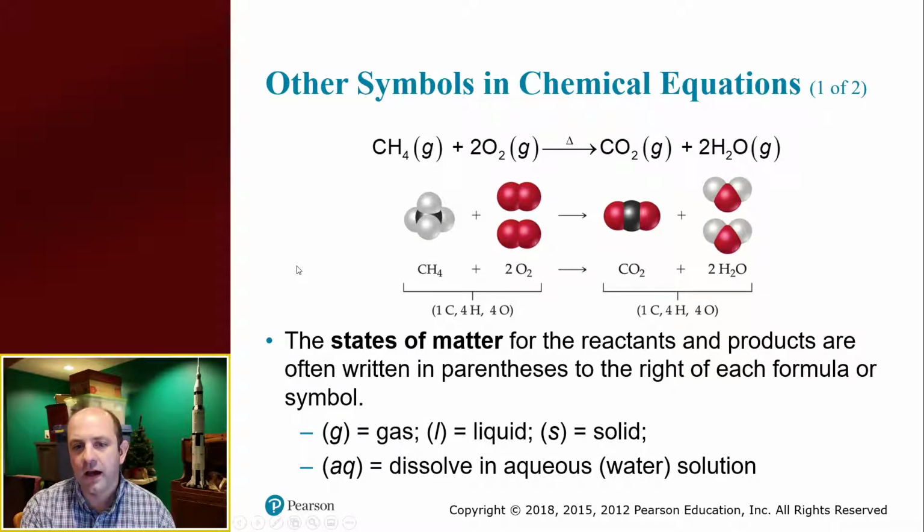All right. Other symbols that you might see if we're writing out full balanced reactions, you see that there's all these G's here after each chemical. That's for state of matter. We write that in parentheses after the chemical. So G stands for gas. All of these are gases. L is a pure liquid, meaning it's a liquid in and of itself. S is solid. And then AQ is aqueous, meaning it dissolves in water.